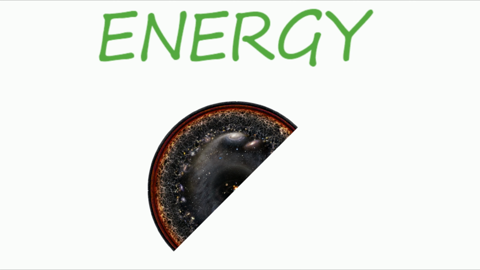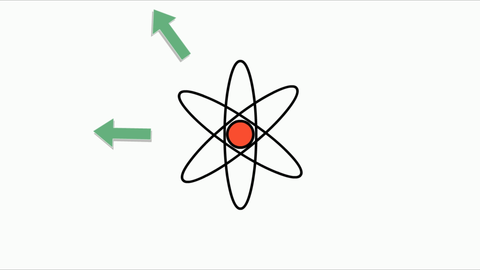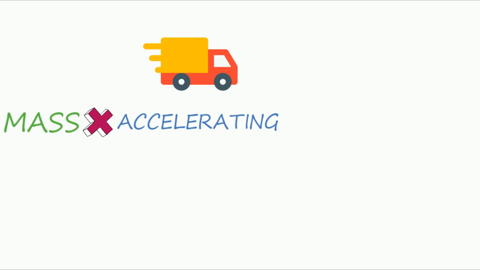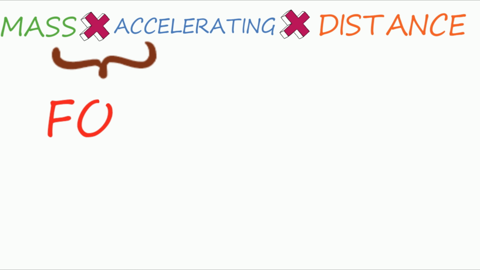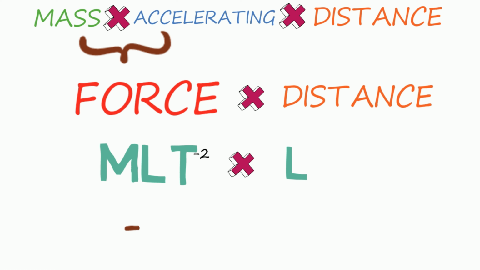Next up, energy. Fun fact, the entire universe is made up of energy, and every particle in the universe wants to get rid of energy as much as it can. But in mathematical terms we describe energy as accelerating a body with mass over a distance. Its expression is force times distance, and the dimensional formula is M L square times T to the power minus 2.